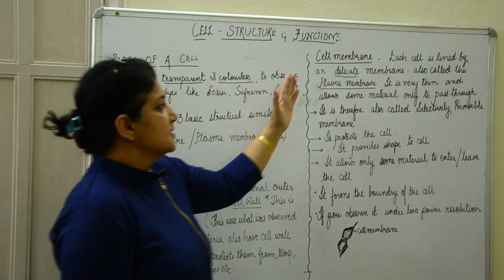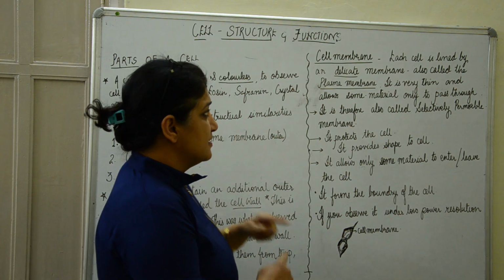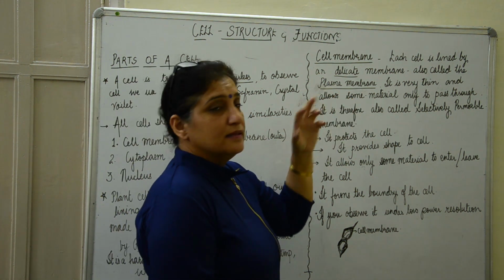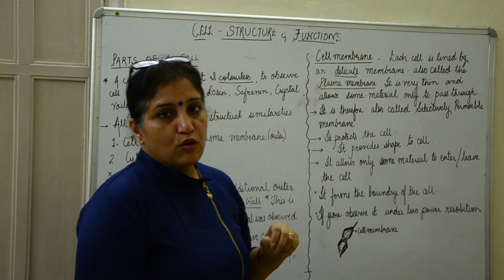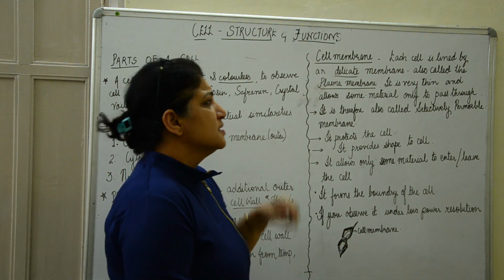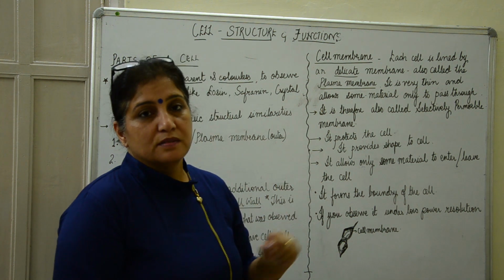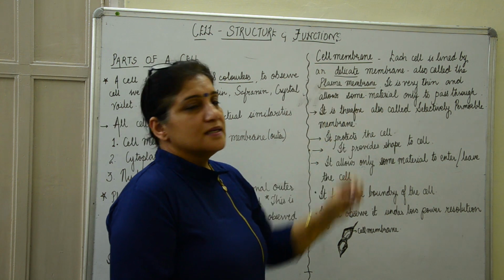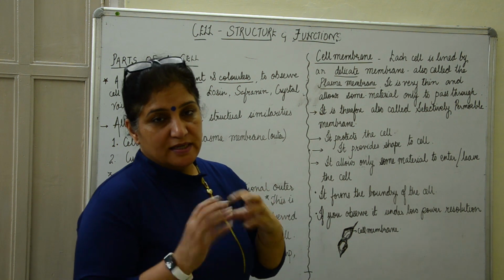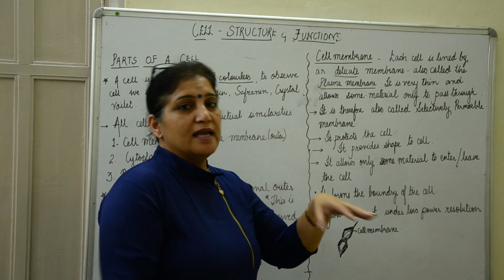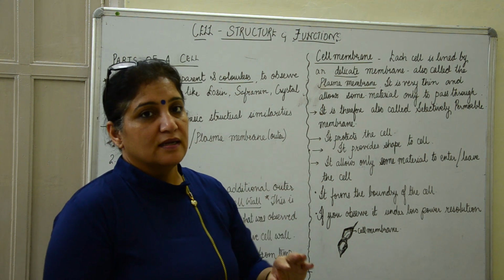The first one is cell membrane. We know each cell is defined by a delicate membrane. This membrane is present in all the cells, and this membrane is also called the plasma membrane. It is very, very thin and very delicate, and the best quality of the cell membrane is it allows very few materials to pass through it, either leave the cell or come into the cell. So not everything can pass into the cell and not everything can come out of the cell.